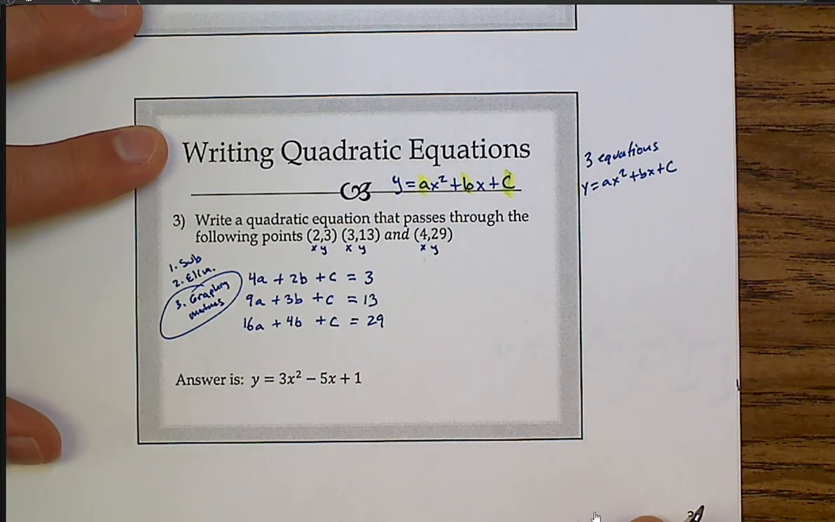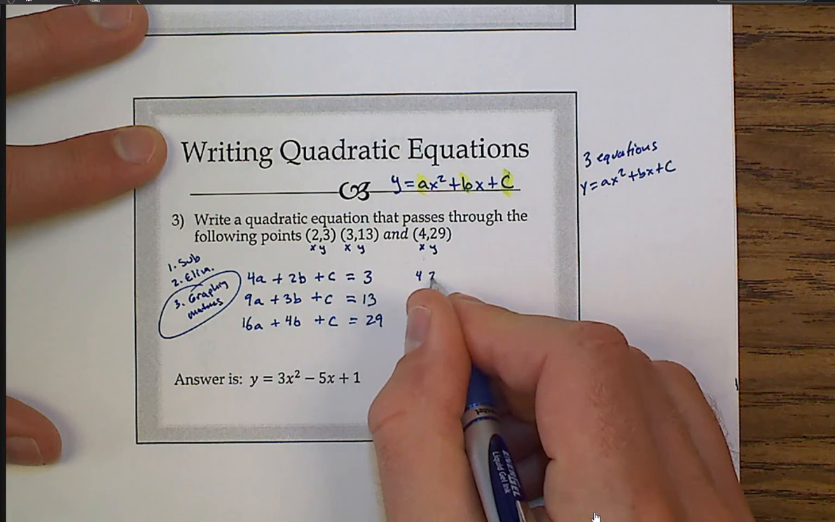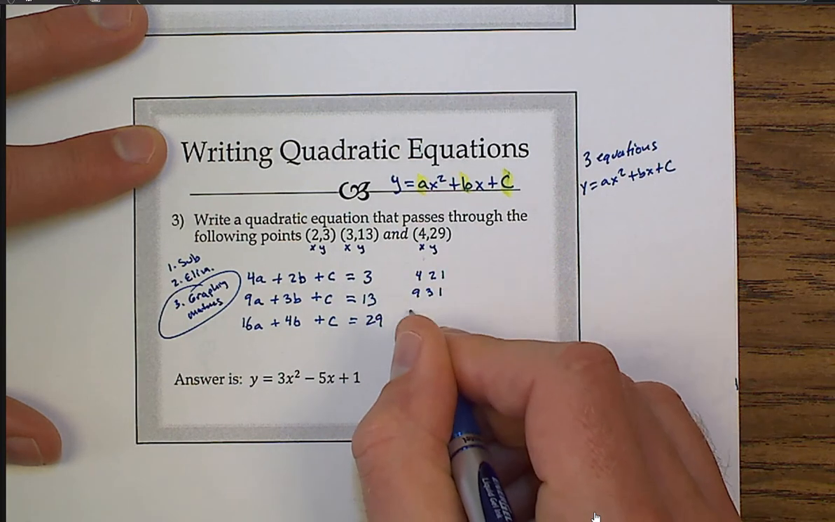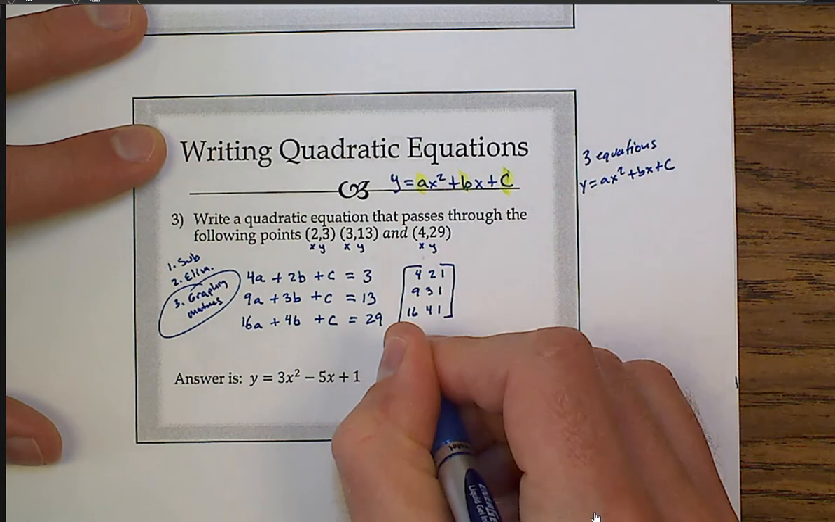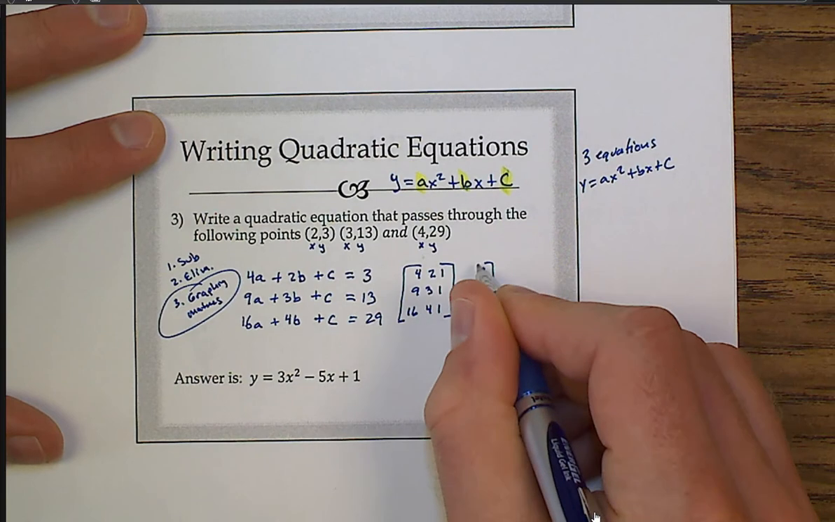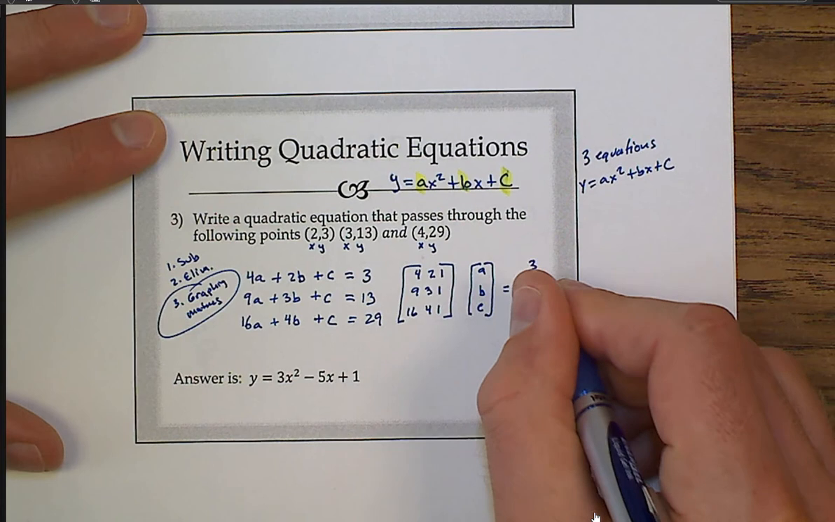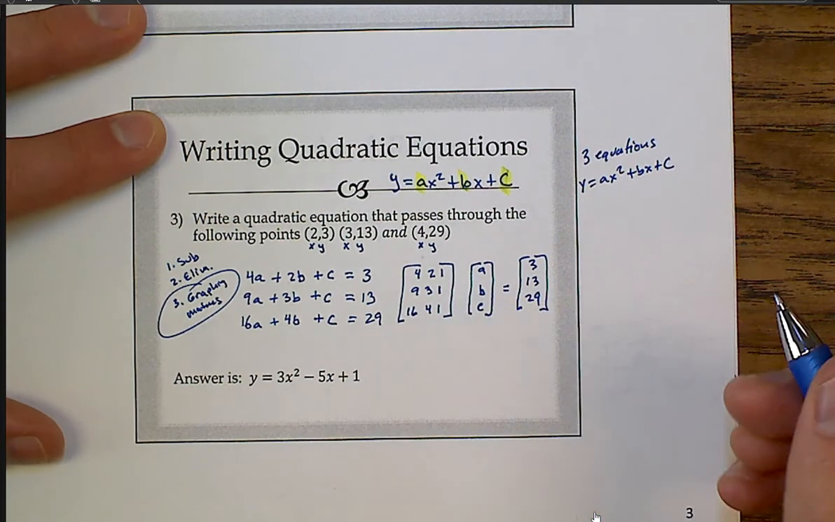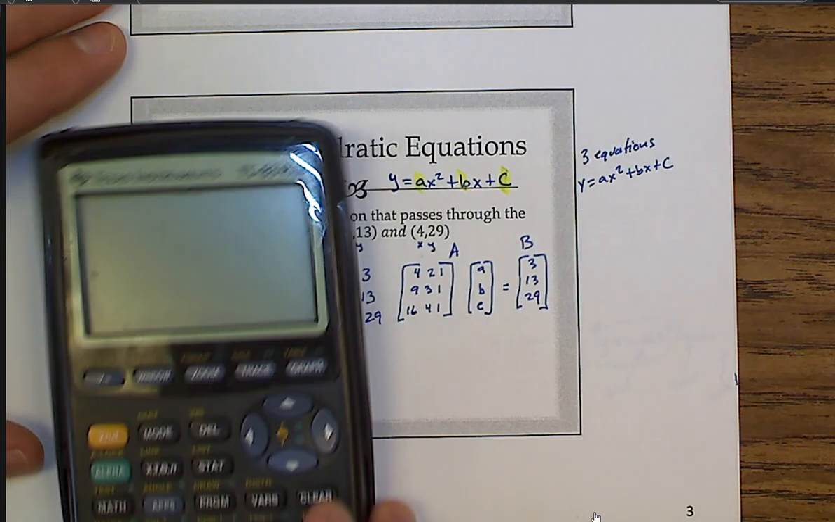So, from last unit, let's convert this into a matrix. 4, 2, 1, 9, 3, 1, 16, 4, and 1. That's going to be my coefficient matrix. I have A, B, and C. That'll be my variable matrix. And my constant matrix, or answer matrix, will be 3, 13, 29. Okay? Now, I'm going to call this matrix A. I'm going to call this matrix B. So I'm going to take out my calculator here.